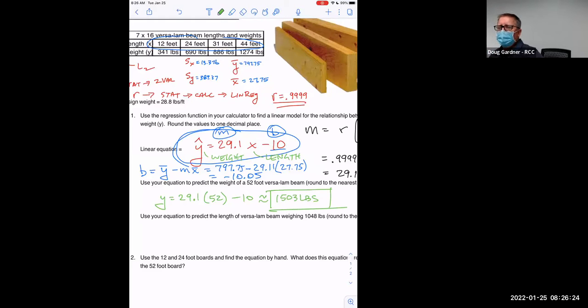So hopefully you got roughly 1,500 pounds. And again, that's kind of like, oh, I'm glad I figured this out because I'm not going to lift that. I'm not going to walk up a ladder with that on my shoulder. So this is going to have to be a crane setting this beam. That is really long.